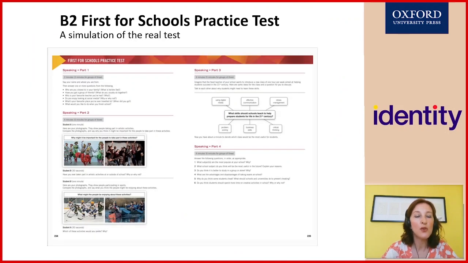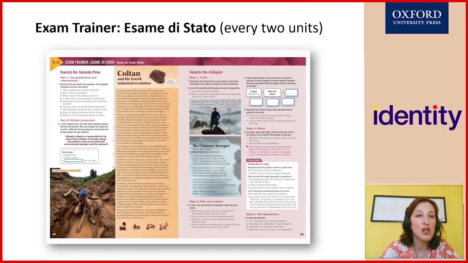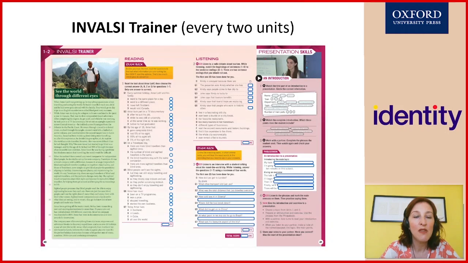The B2 level also includes a First for Schools practice test, a section for the Esame di Stato. This is the exam trainer which you find every 2 units, which focuses on the Seconda Prova and the Colloquio. There's also a section, again, every 2 units, focusing on Invalsi training. And you can see there on the right, a really useful presentation skills section as well.